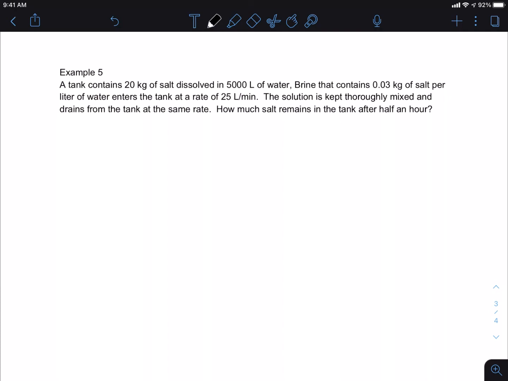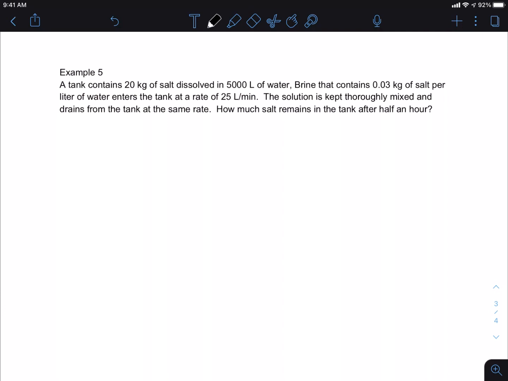Okay. Here's what the problem says. A tank contains 20 kilograms of salt dissolved in 5,000 liters of water. A brine that contains 0.03 kilograms of salt per liter of water enters the tank at a rate of 25 liters per minute. The solution is kept thoroughly mixed and drains from the tank at the exact same rate. So the rate going in is 25 liters per minute, the rate going out is 25 liters per minute. How much salt remains in the tank after half an hour?